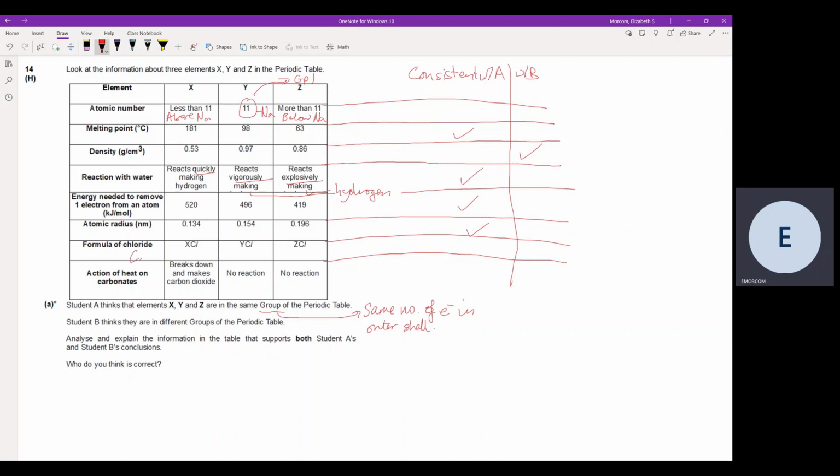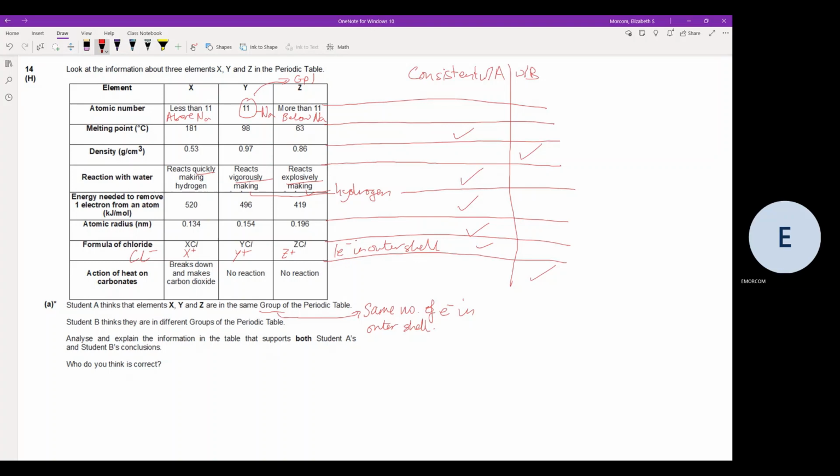So chloride will have the formula Cl minus. If all of them have the same formula, that means that they have all formed the singly charged, so just plus positive ion. That means they've all got 1 electron in their outer shell, which fits with them all being in the same group, just as we said before. Then the action of heat on carbonates breaks down and makes carbon dioxide, no reaction for Y and Z. That kind of supports student B.